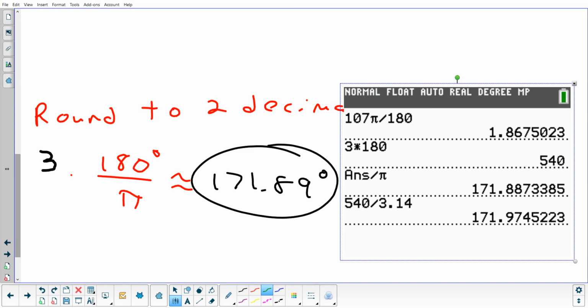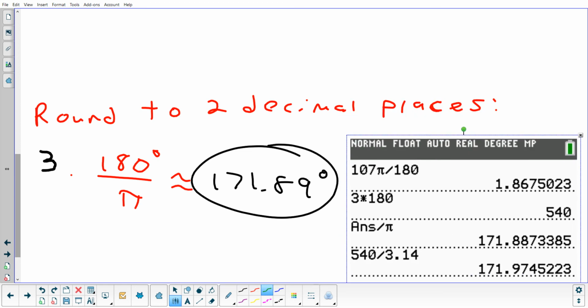All right. So any questions on how to convert between degrees and radians? So that's 2.1 part 1.